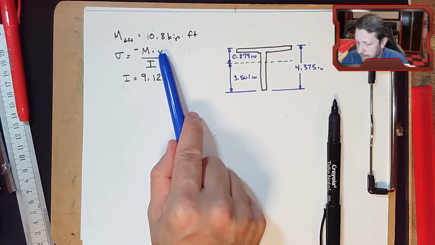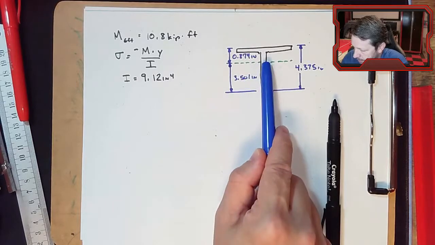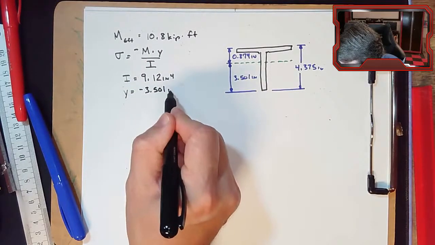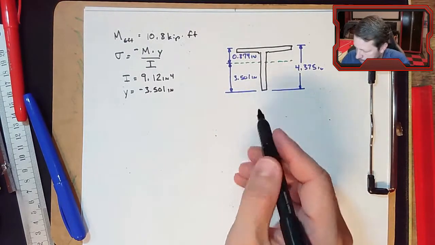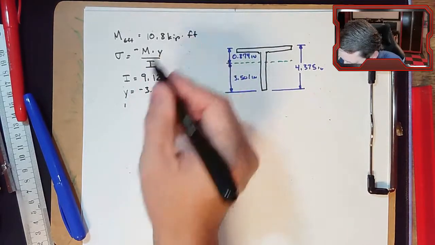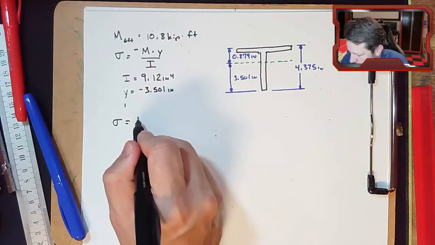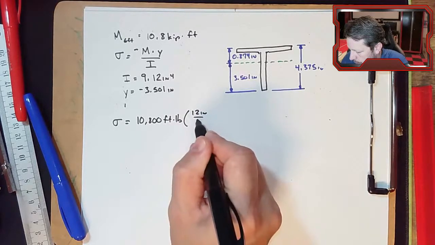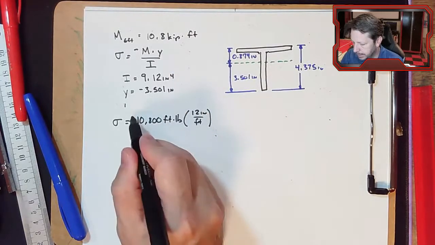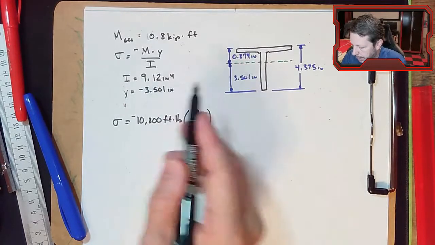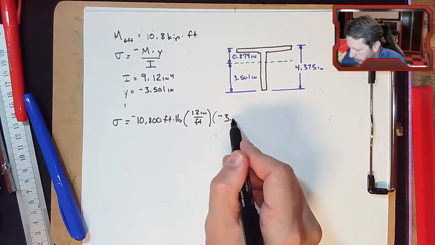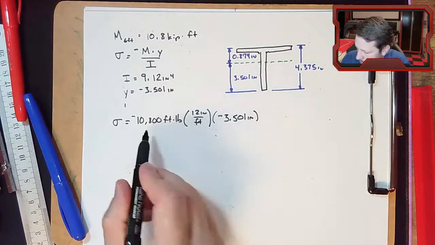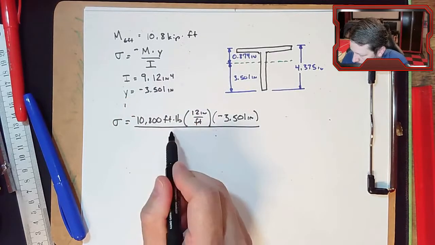So since I want the maximum one, and I don't care if it's tension or compression, I'm going to use the bottom distance, and because I'm starting here and measuring downward, Y is negative 3.501 inches. And then I, we just looked up, forgot to write it down. Oh no, we did write it down right there. M is 10.8. So we can start plugging these numbers in. Sigma equals negative, 10,800 foot-pounds. Now these are in feet, so I'm going to convert with 12 inches per foot. Now there's a negative sign from the equation, and Y is also a negative number, so times negative 3.501 inches. This negative is because I started here and measured in my negative Y direction. And then divide all of that by I, which is 9.12.